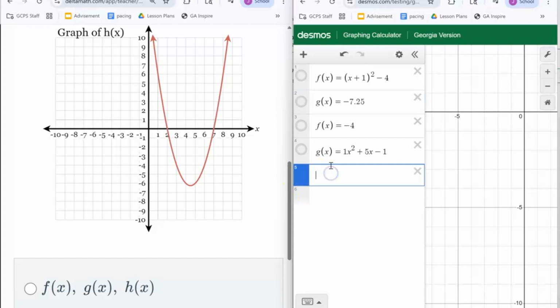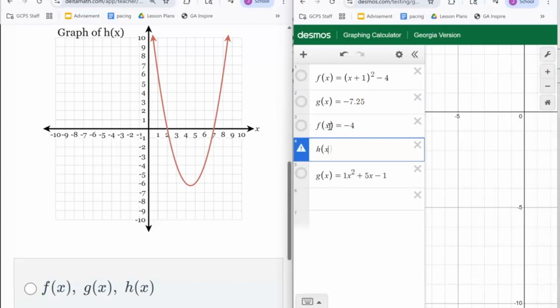So this is the graph of h of x. So I'm going to put it right here so I can compare. H of x is equal to, all right, this minimum is just over -6, but not even halfway. So it's under -6.5. So let's just call it -6.3.